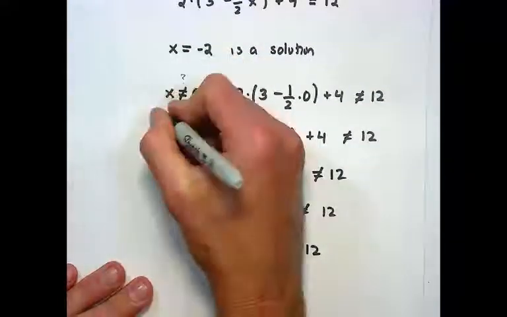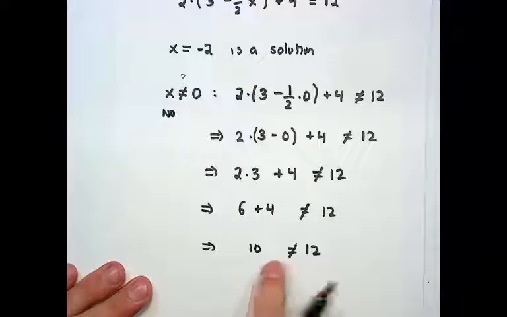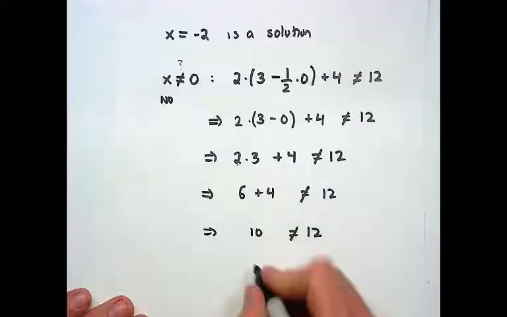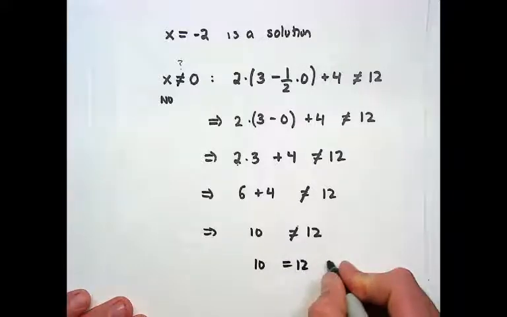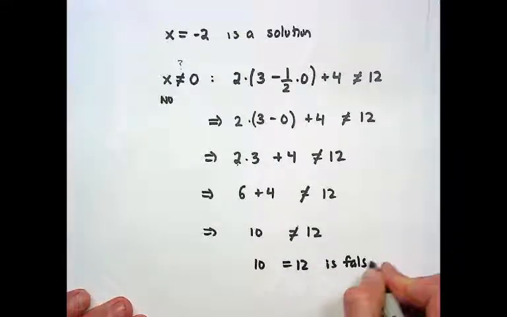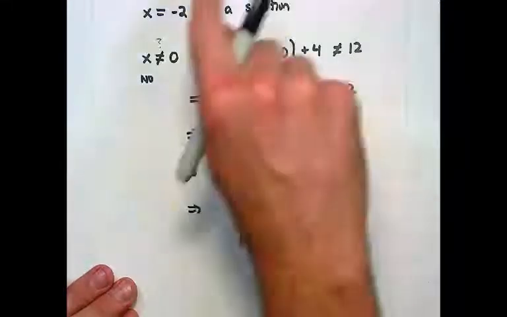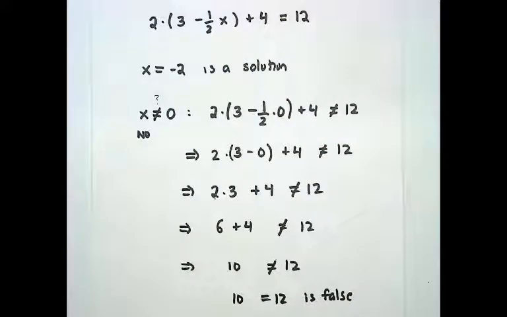This is not a solution. No, not a solution because it creates nonsense math. 10 is not equal to 12. That's a false statement. And since this value of x produces a false statement, x equals 0 is definitely not a solution to the original equation that we started with.